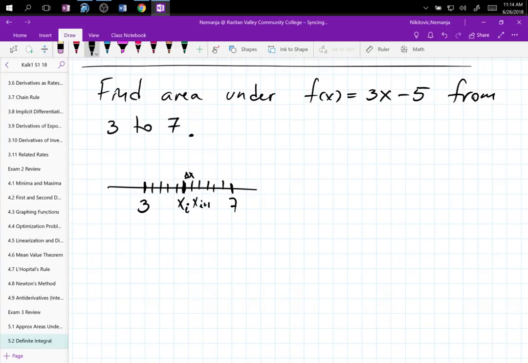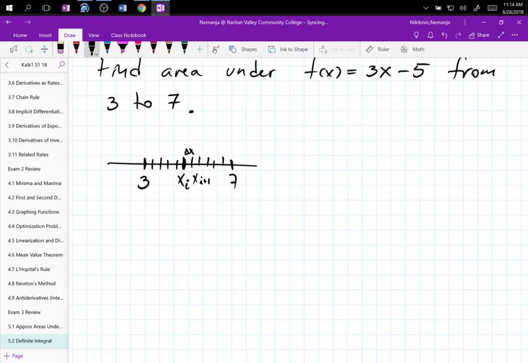All right, so let's build our problem. First off, I need delta x, and delta x is going to be 7 minus 3 over the number of rectangles, so that's 4 over n. There we go, much better. Delta x is 4 over n.